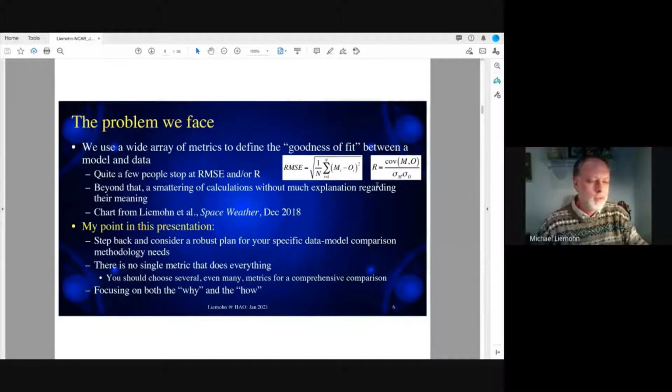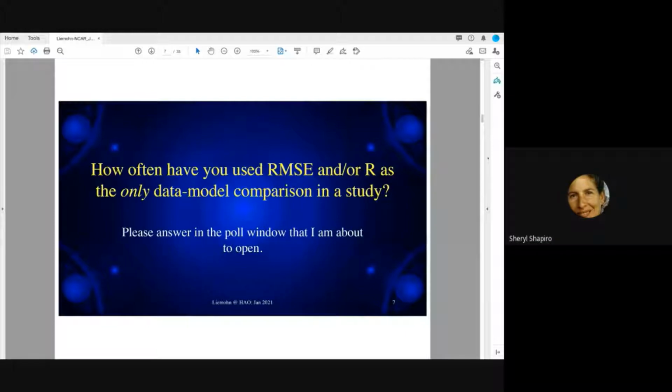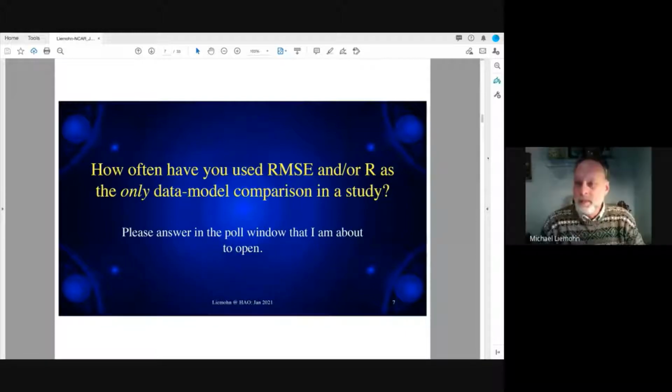So let me go on to our next one. It's another question, another poll. How often have you used R and RMSE as the only data model comparison in a study? There should be another one coming up. So you should find it in the same place, up by activities. If you had the polls open, then it should just appear right there as another poll in your set. And this is the one that's live right now. So options are never, because I don't do comparisons, never, because I'm a robust comparisonist, or varying degrees of using only R and RMSE in your comparison.